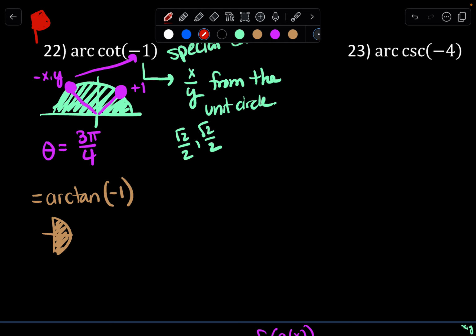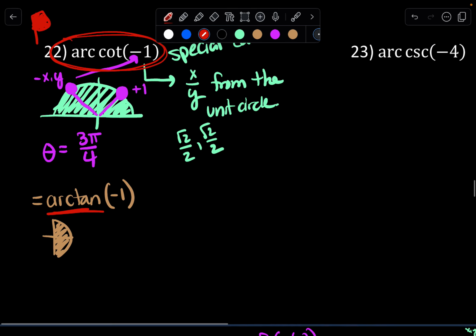Okay. That's a problem because whenever we switch, we have to keep to the true expression. We have to stick to the restrictions of arc cotangent, which is quadrants 1 and 2. But when we switch to arctan, we now have 1 and 4. Arc cotangent does not exist in quadrant 4. So anytime that we get a negative coordinate for arc cotangent, we have to somehow get it out of quadrant 4 and into quadrant 2.